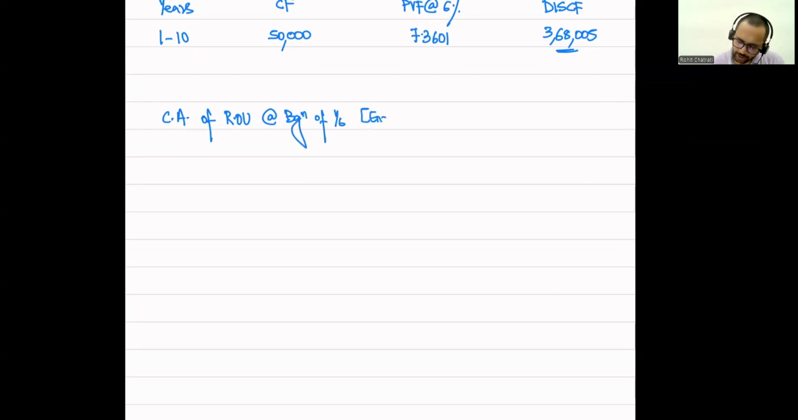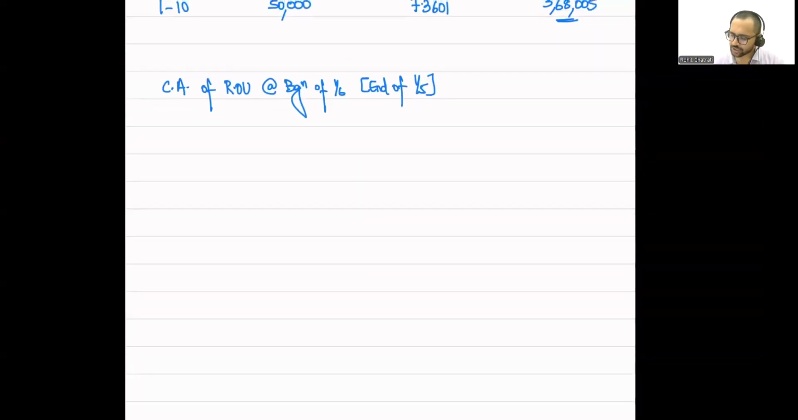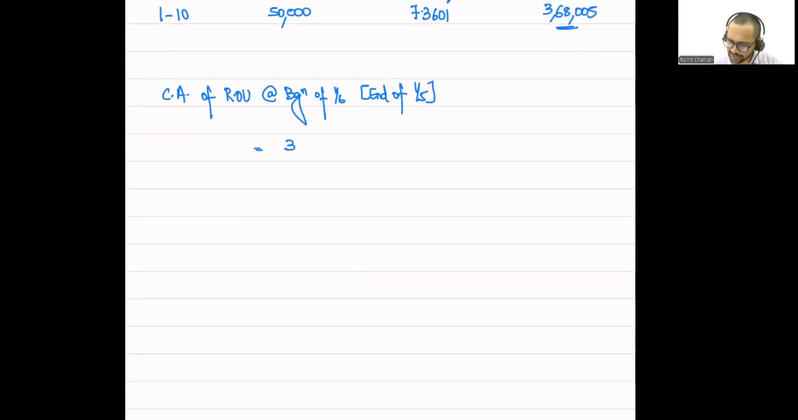All right, it's also going to be the end of year 5. Now, the ROU asset we originally recognized at 3,68,005. We would have charged depreciation of 3,68,005 divided by 10 years, because 10 was the total lease term. The depreciation per annum would have been 3,68,005 divided by 10.